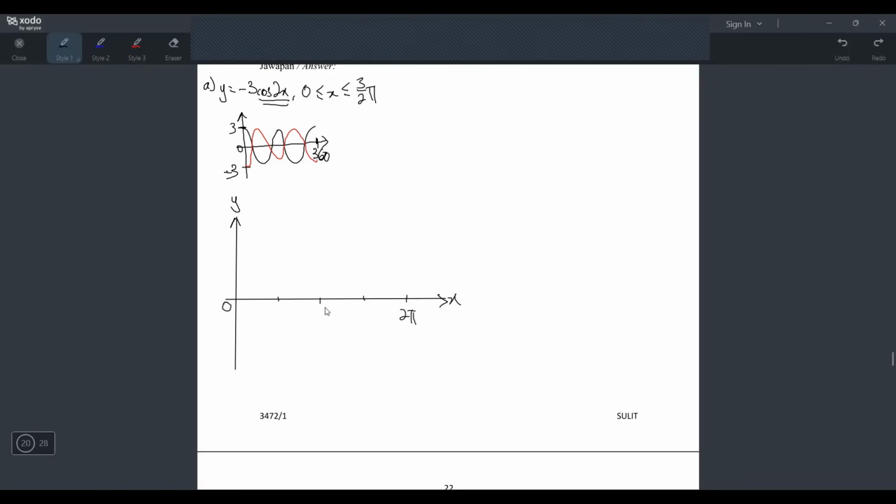Okay. So this one I don't care about first. I'll just look at it until 2 pi. And then here will be pi. Here will be 90, pi over 2. This one 3 pi over 2. And then for the amplitude, the topmost we use 3, the lowest we use -3.